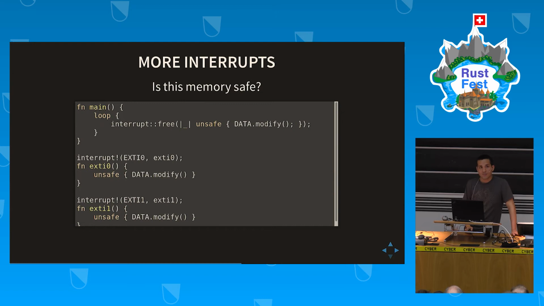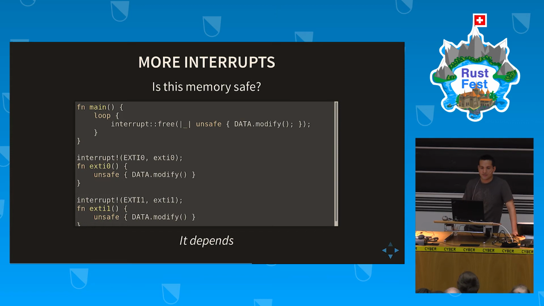Now, what happens if we add another interrupt handler to the previous program? Let's say that main and the two interrupts are all contending for the data. Is this program memory safe? The answer is, it depends on the architecture. If you're running this on an MSP430 microcontroller, then in this architecture interrupts are disabled when you are executing an interrupt. That means that if you are executing one of these interrupt handlers, it cannot get preempted, which means there is no data race on the operation that is executing in the interrupt handler. So in that case, it's memory safe.